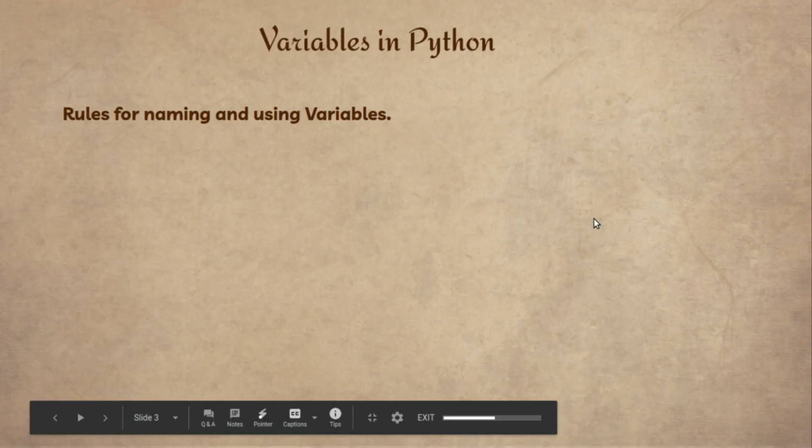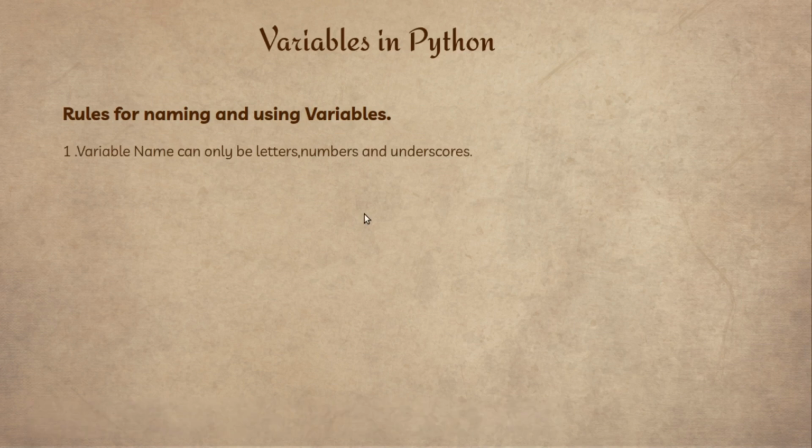Now our next topic is rules for naming and using variables. Okay, so a variable name can only be letters, numbers and underscores. So this needs to be kept in mind: the name can only have letters A to Z, numbers 0 to 9, any number you can add, and an underscore you can use, right? The second point is that a name can start with a letter or underscore, but not with a number. So if you name a variable that starts with a number, that will be a bad example. That will be a bad naming convention, and it will give an error.